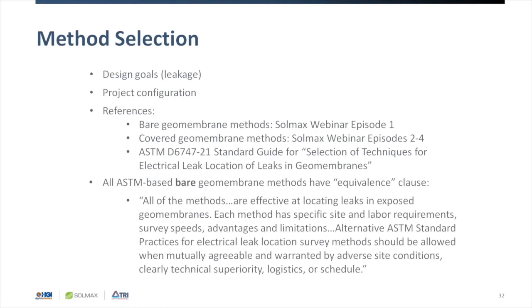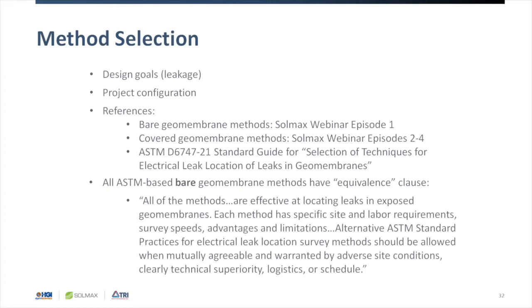All of the bare geomembrane methods have something that I call an equivalence clause, which basically means that all of the methods are effective at locating leaks. They all have to demonstrate that they can locate a 1 millimeter diameter hole in the lining system. But each one has advantages and limitations. So some are going to be more practical than others, and some are going to be more effective than others.